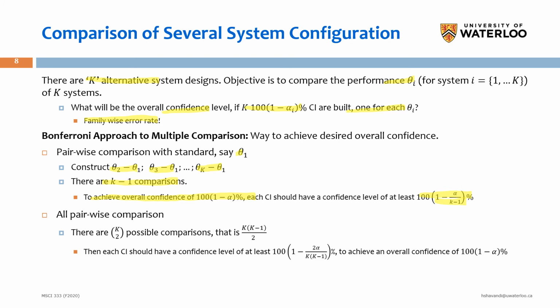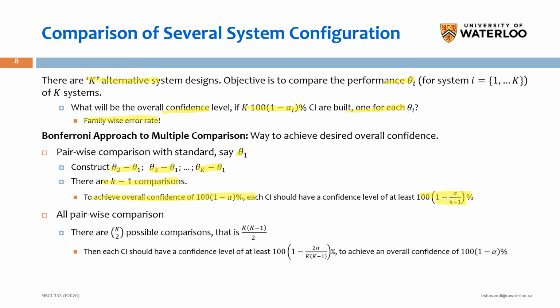By doing that, actually, we are somehow widening each confidence interval in order to have that desired confidence level in total for all comparisons. Okay, then, so that's for the case that we consider one of the alternatives as the standard one, and then compare the rest with that one. So we do have k minus 1 comparisons.